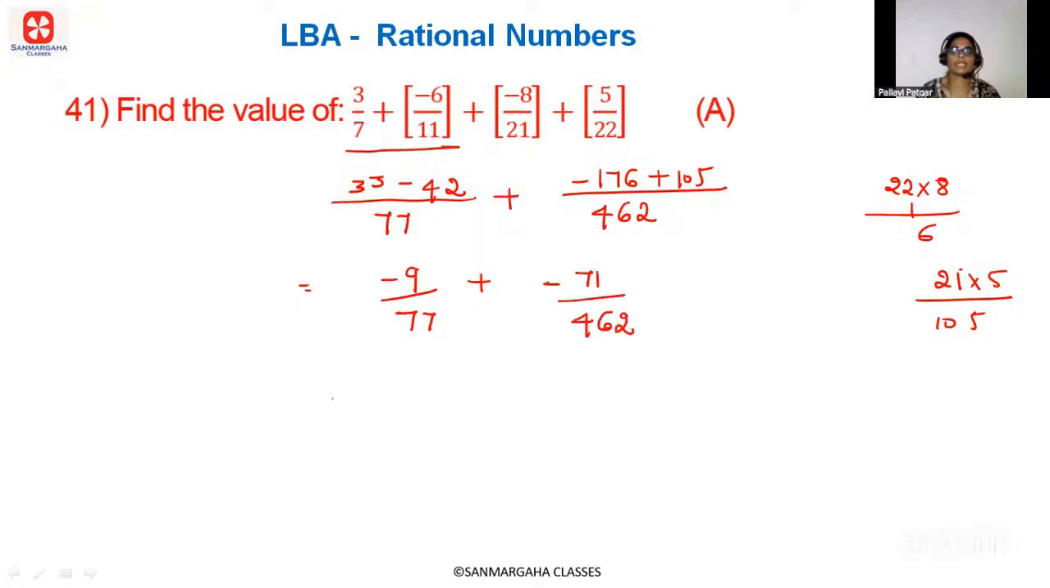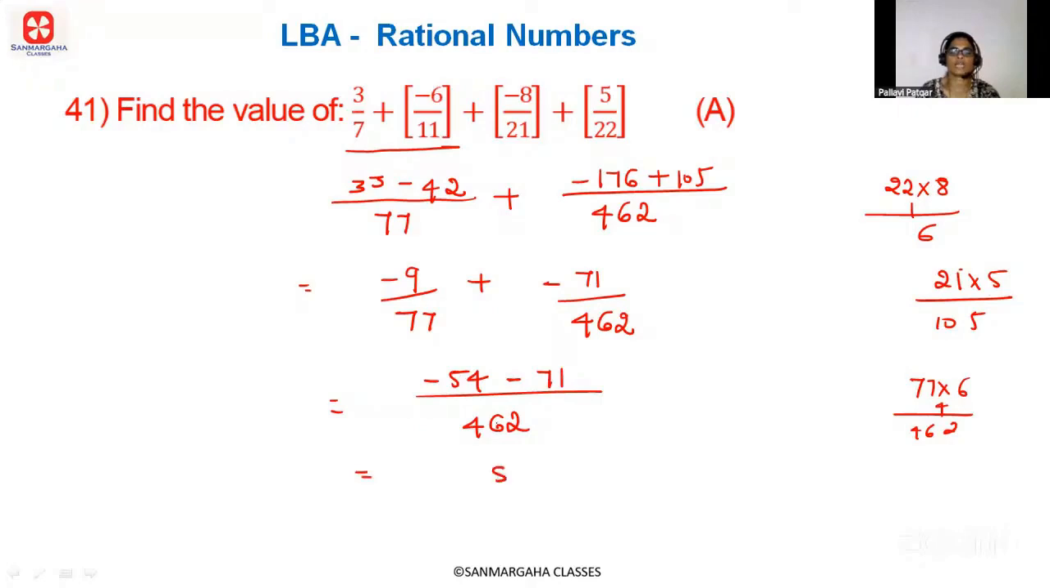So again add this. So here the LCM is 462. So in the numerator, 77 into 6. So 6 multiplied with the numerator gives minus 54. So plus minus minus, so 462. So here 71. So this is equal to minus 54 minus 71.